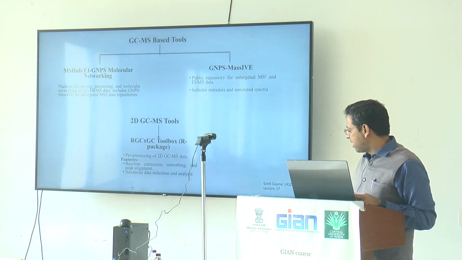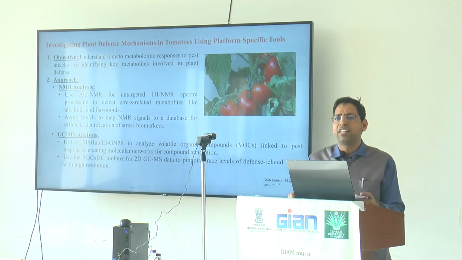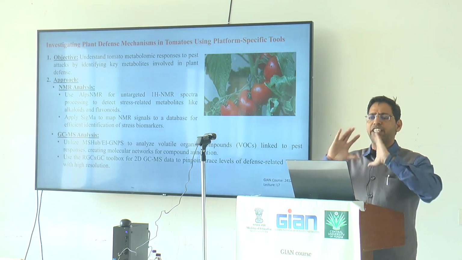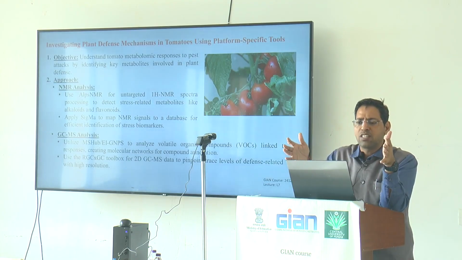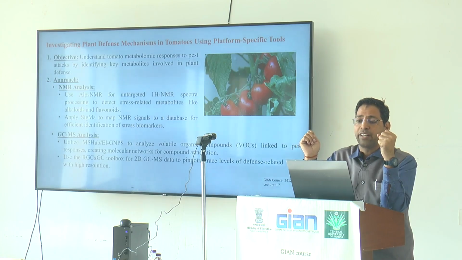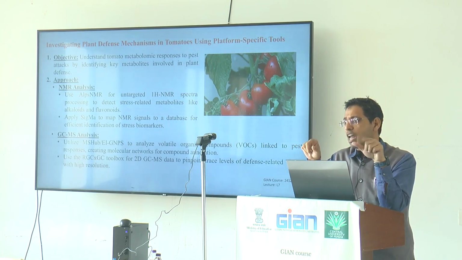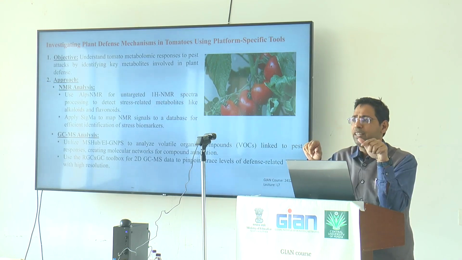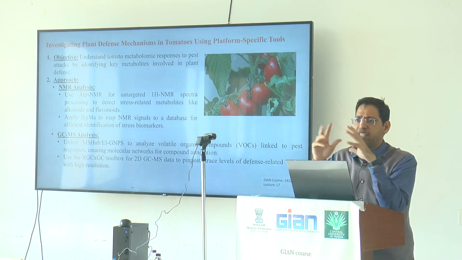I am taking an example so that you can easily understand this concept. So this objective again comes up in front of us, that is understanding tomato metabolomics response to pest attacks by identifying key metabolites involved in plant defense. So now you have to identify the metabolites which come due to some pathogen attacks.